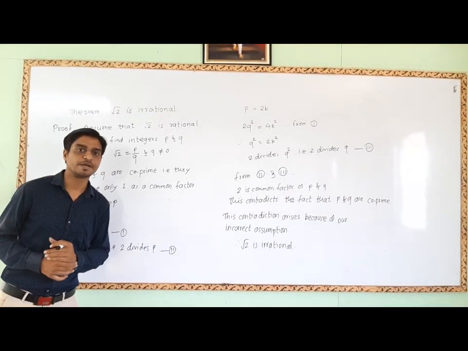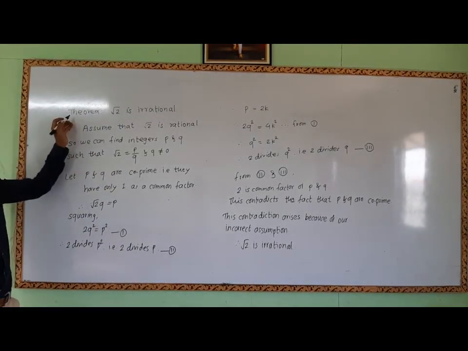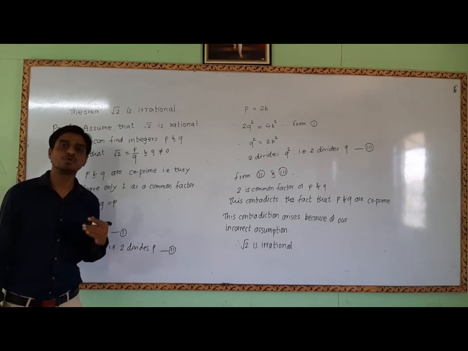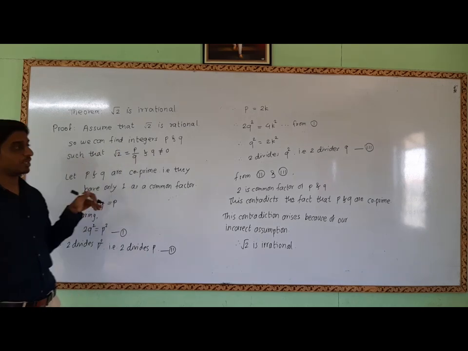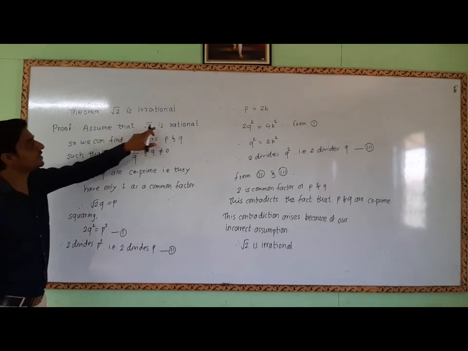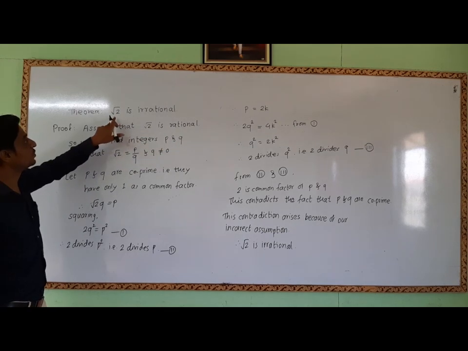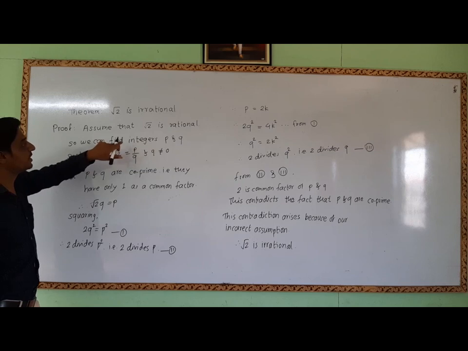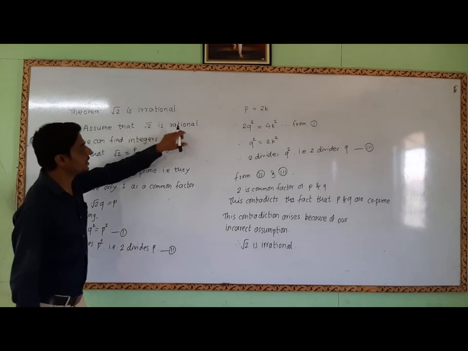Let us see the next theorem. The theorem is, we have to prove that root 2 is irrational. You already know that root 2 is irrational, but we should prove this theorem. Let us assume that root 2 is rational. Since we have to prove root 2 is irrational, we will assume the contradictory statement that root 2 is rational.